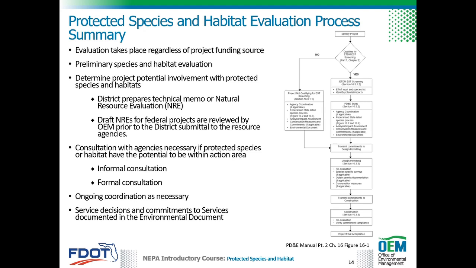First, a preliminary species and habitat evaluation is conducted and documented as appropriate. For projects that qualify for screening, this preliminary evaluation is conducted as part of the ETDM screening. Then, the district determines a project's potential involvement with protected species and habitats by reviewing information from the ETDM screening, if applicable, and gathering information from various sources.